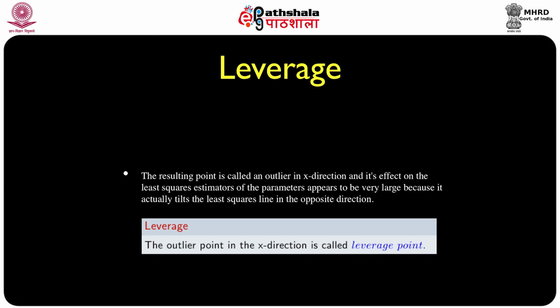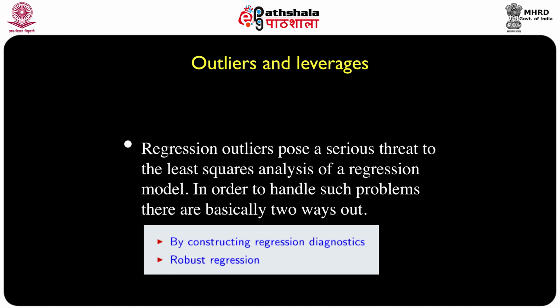The resulting point is called an outlier in the x direction, and its effect on the least squares estimator of the regression parameters appears to be very large because it tilts the least squares line in the opposite direction. The outlier point in the x direction is called the leverage point. Now, regression outliers, either in the explanatory variable x or in the response variable y, pose a serious threat to the least squares analysis of a regression model.